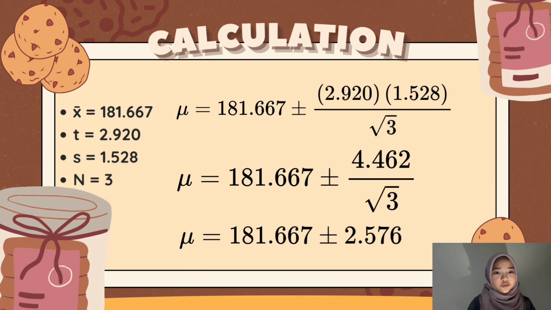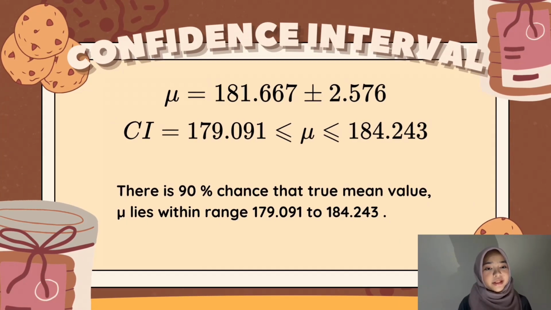When the statistical factor is multiplied by the standard deviation, we get 4.462. That value is divided by the square root of 3, and then we get 2.576. So the confidence limit is the true mean value equals 181.667 plus or minus 2.576. To know the confidence interval, the mean, which is 181.667, plus and minus 2.576.